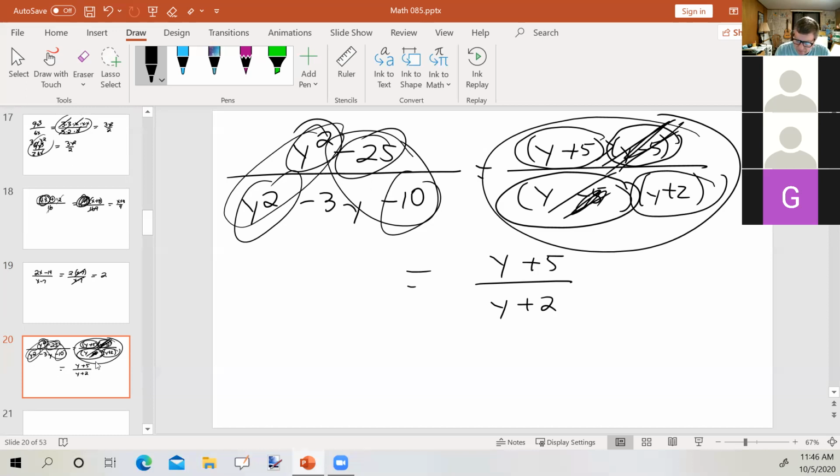Now, y plus 5 over y plus 2, that we're done. You can't reduce the y's because this y is not a factor, it's a term. This y is not a factor, it's a term. All right? You can reduce factors, you can't reduce terms. You're going to be really sick of hearing me say that, but that's the big deal. Okay.